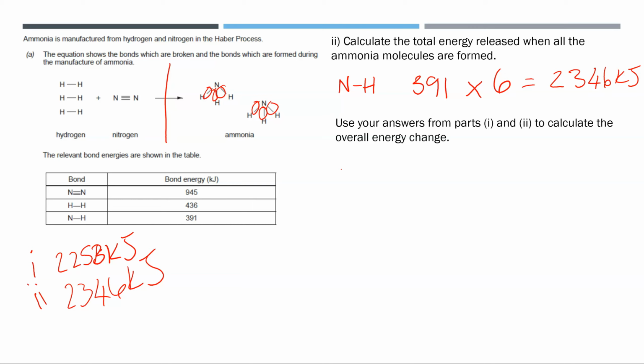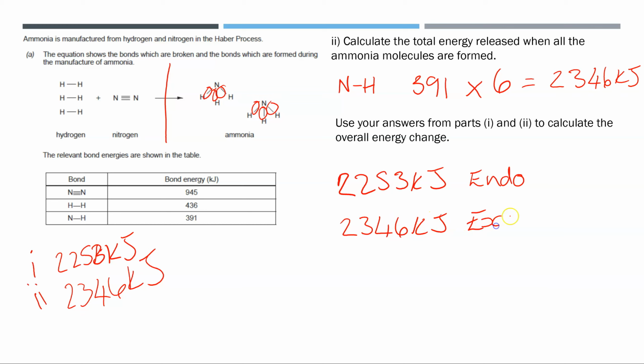So part 1, we've got 2253 kilojoules, and that was where the energy was absorbed, and you could say that that is endothermic. Then part 2, where all the products are formed and all the bonds are formed and the energy is released, which is 2346 kilojoules, and that would be exothermic. So we have these two numbers.